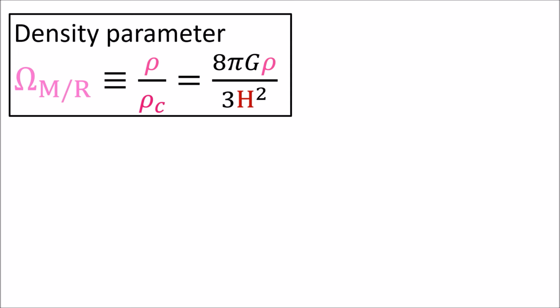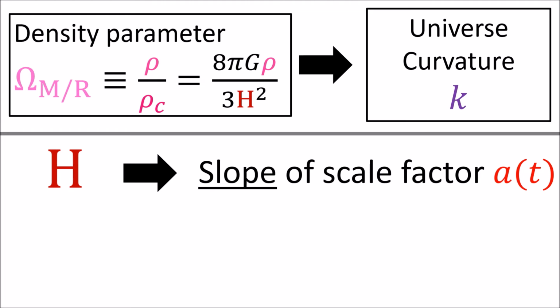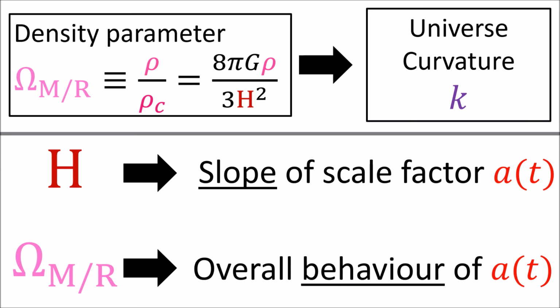So the Hubble parameter h and density parameter omega can tell us about the universe's shape, but they can also tell us about the general evolution of the universe's scale factor a over time. Loosely speaking, h tells us about the slope of the scale change, and omega tells us about the overall behavior of the scale change.